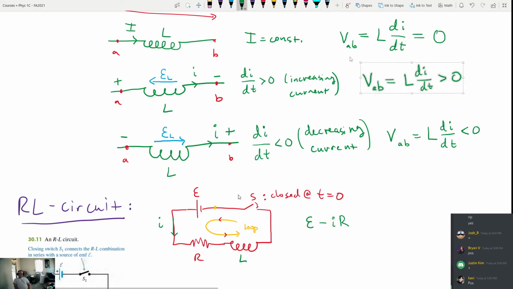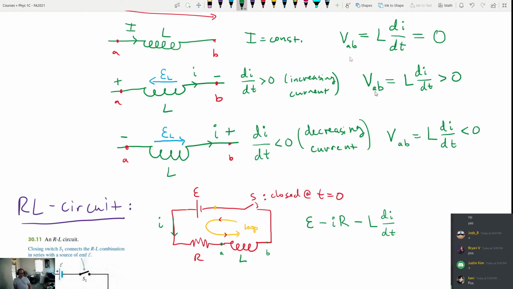So if we call this point A and we call this point B, then I think we want to write, because we're going from A to B, a negative sign, right? God, this is so confusing with the way they define this stuff, but it does work this way. So this would then be, I want to say, negative L di/dt. So why did I put a negative sign there?